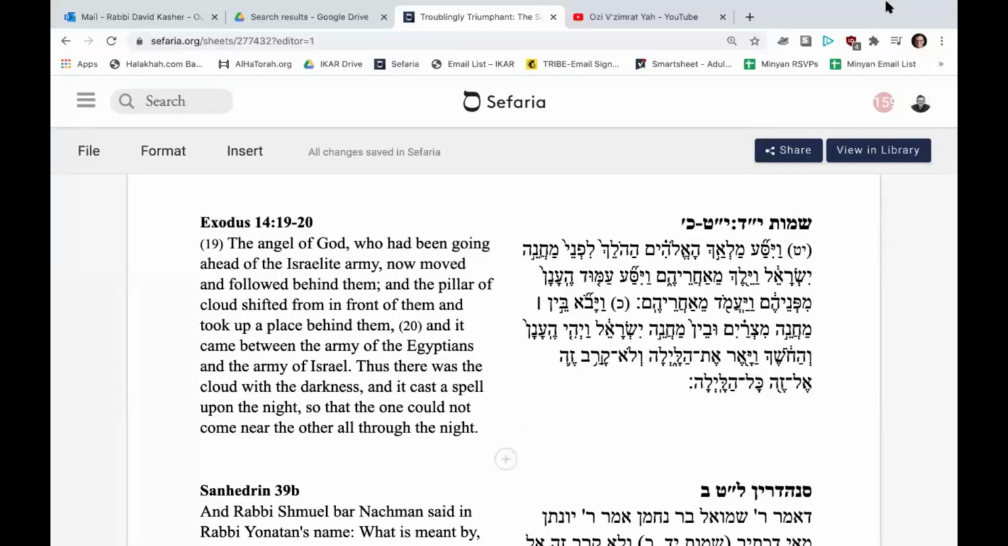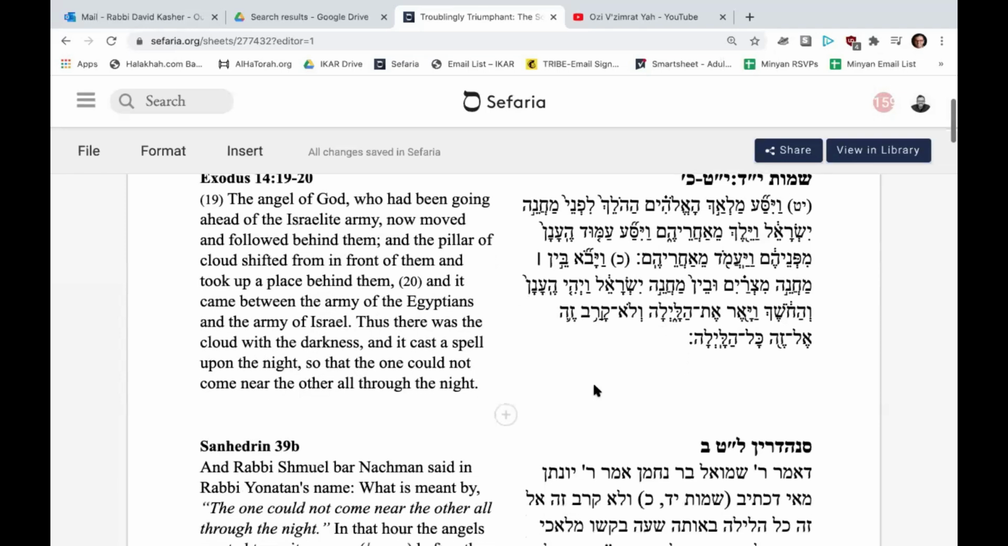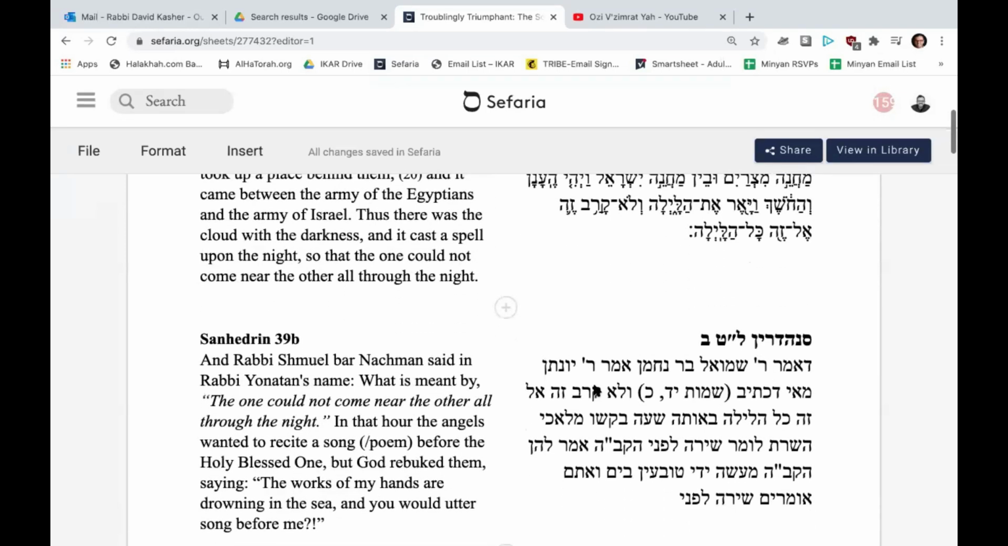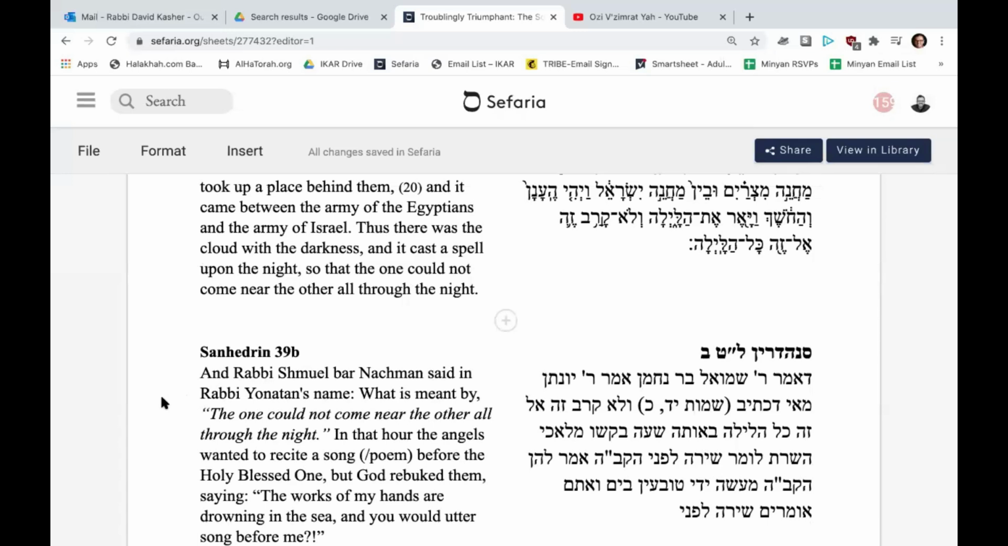But it is a little bit vague. The phrasing is a little ambiguous, right? The one could not come near the other all night. Lo karav ze el ze kol halayla. Now, I want to say, we know what that means. So when we see the rabbis saying, well, what did that mean? You can tell that they're building a case. They're making a space to insert their thoughts, but that's where they start from. And this is the piece from the Talmud that I want to use to echo some of my own discomfort.